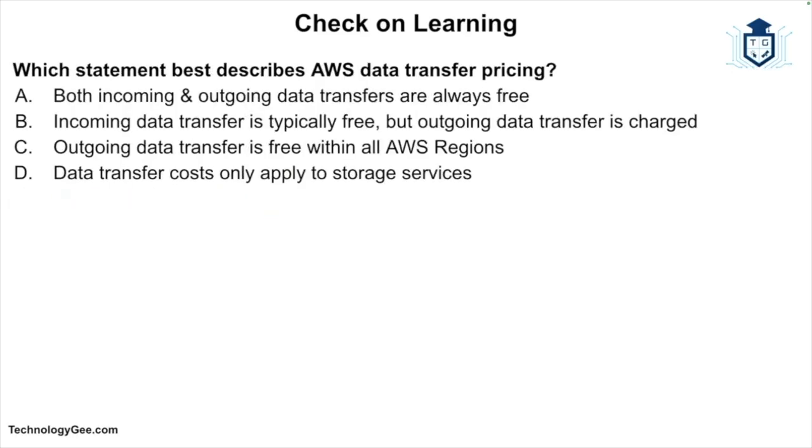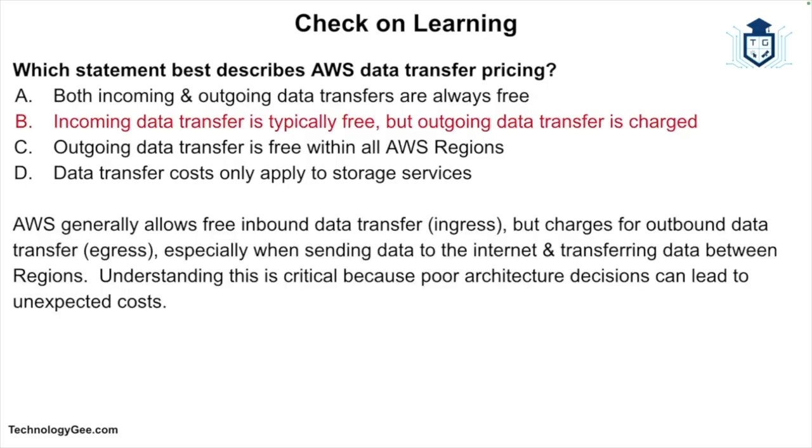Next question. Which statement best describes AWS data transfer pricing? Is it both incoming and outgoing data transfers are always free? Is it incoming data transfer is typically free, but outgoing data transfer is charged? Is it outgoing data transfer is free within all AWS regions? Or is it data transfer costs only apply to storage services?